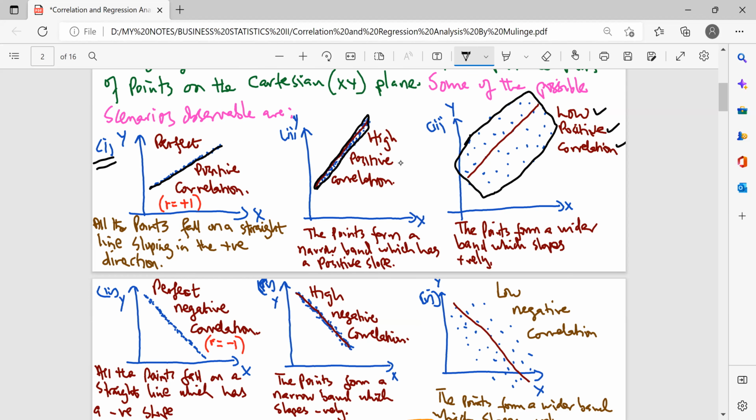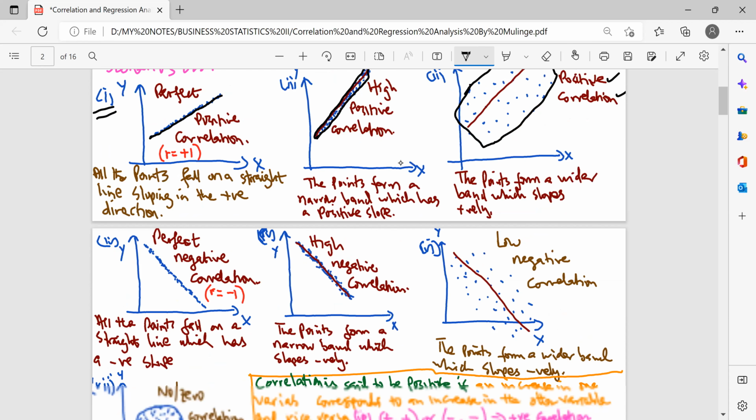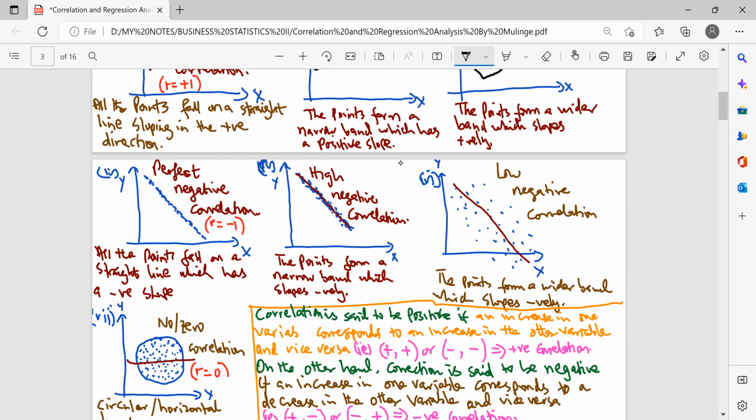So as long as the points are sloping upwards from the left-hand side to the right-hand side, then you say there is positive correlation. And positive correlation can either be perfect, high, moderate, or even low. Now, on the other hand, you can plot the points, like in this scenario, and you observe that the points are forming a straight line which is sloping downwards, like this one. So all the points are falling on a straight line which is sloping downwards. In such a case, you say that the two variables have perfect negative correlation.